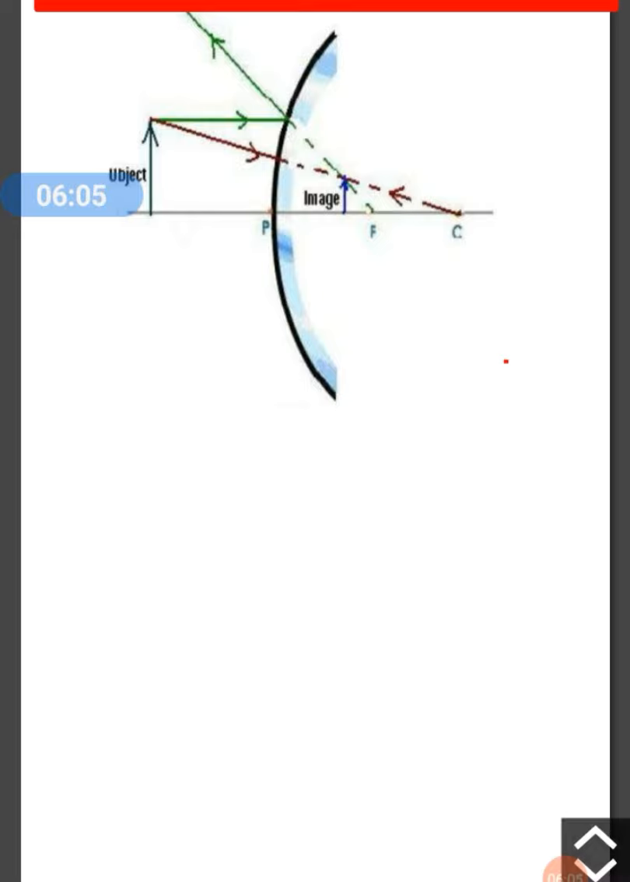Suppose, see this diagram, we are taking the convex mirror. In the convex mirror, the object is here, and the first ray is parallel and then the reflected ray. Here the second ray passes through the center of curvature, and the reflected ray passes the same. But these two rays inside the mirror meet at a point where the diminished image is formed. So in the convex mirror, a diminished image is formed.